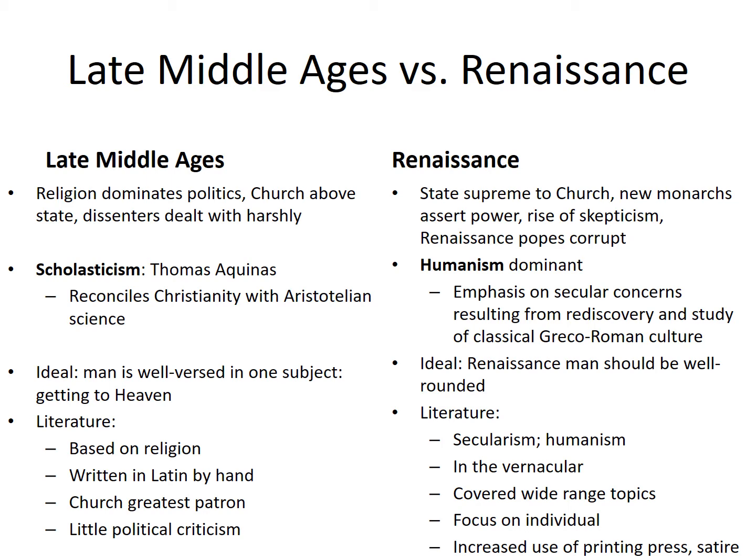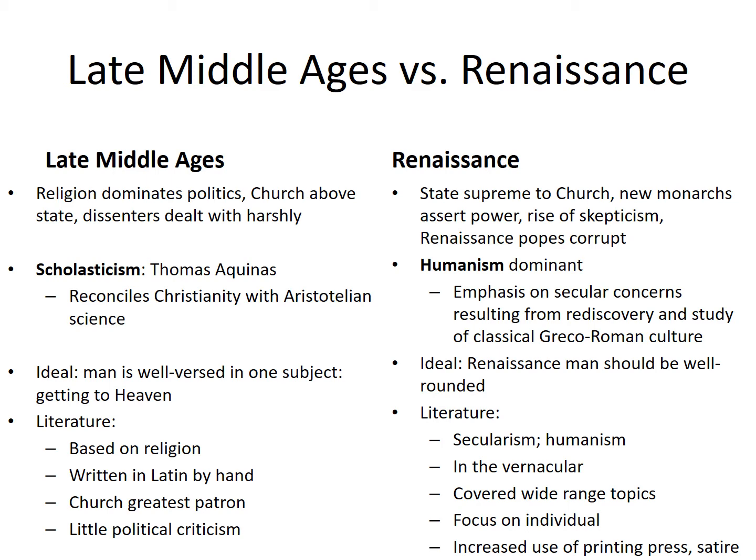Renaissance popes were very corrupt, as we know. Humanism was dominant. The emphasis was on secular concerns resulting from the rediscovery and the study of classical Greco-Roman culture, especially with classical humanism. The ideal in the Renaissance was that the Renaissance man should be well-rounded and know many things and know them well, not just one.